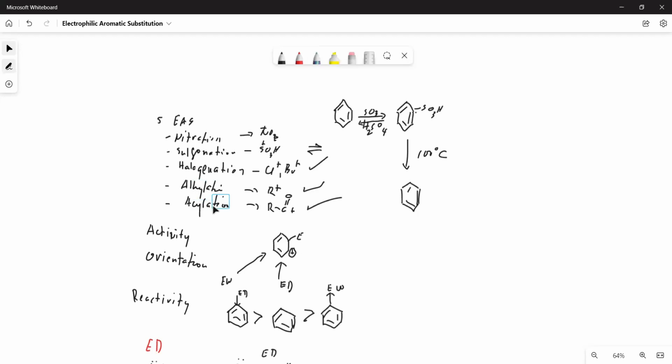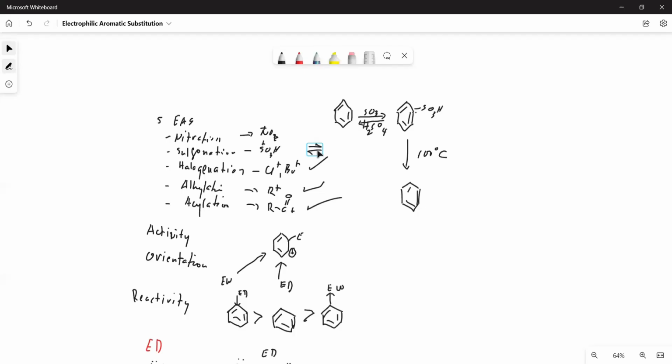Okay, and the corresponding electrophiles are NO2 plus, sulfonium ion, Cl plus, and Br plus, alkyl carbonium ion, and acyl carbonium ion. Okay. Of all these reactions, the sulfonation reaction is quite unique because this is the only reaction that is reversible.